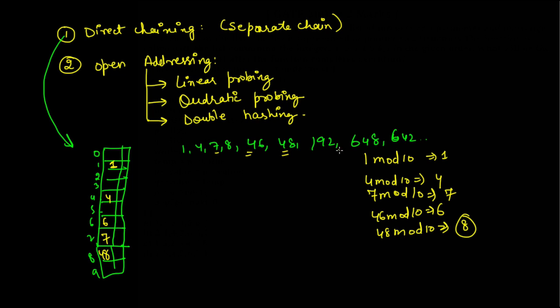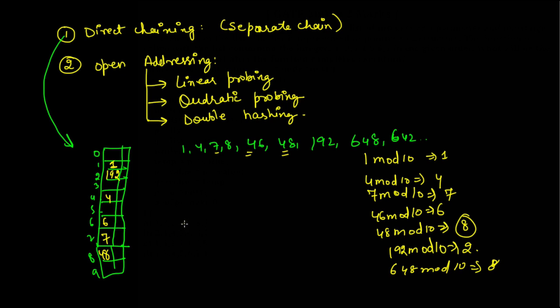The next number is 192. If we do 192 mod 10, we get 2. Therefore 192 will be stored at this index location. Now if we do 648 mod 10, we get 8. But if you see, at index location 8 there is only one piece of data present.